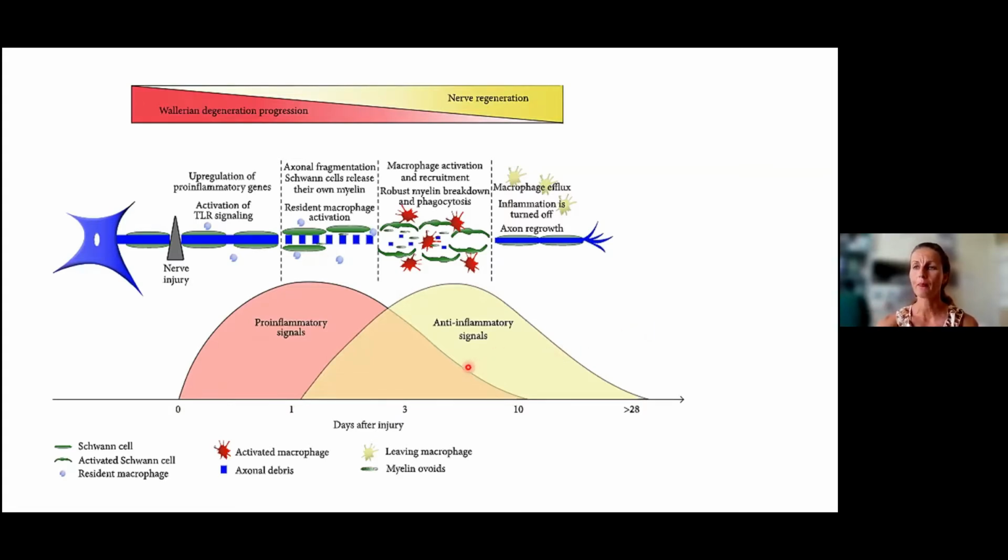The events that are taking place during this first phase, during this very strong inflammatory response going on in a peripheral nerve, also affect the neurons in the spinal cord and the signaling and the sensitivity of those neurons in the spinal cord.